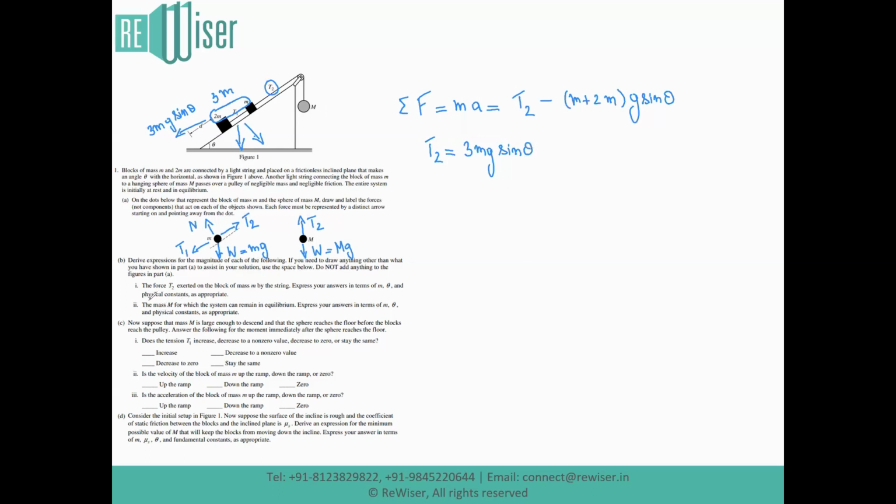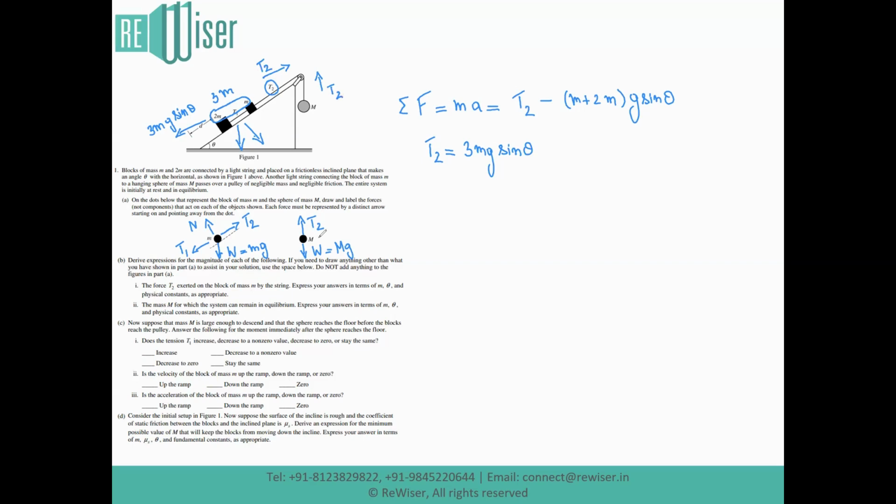Moving on, we also want an equation for the mass capital M, for which the system can remain in equilibrium. Express your answers in terms of m, theta, and the physical constants as appropriate. Here we understand that the bodies stay in equilibrium as long as the tension T2 acting here will be exactly equal to the tension T2 acting here.